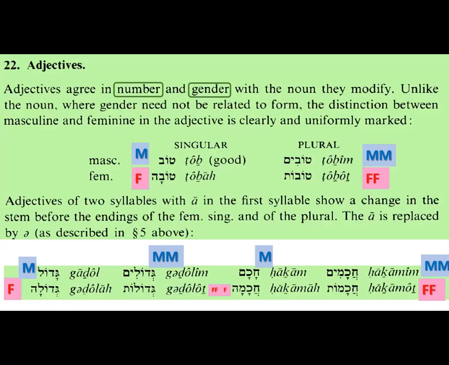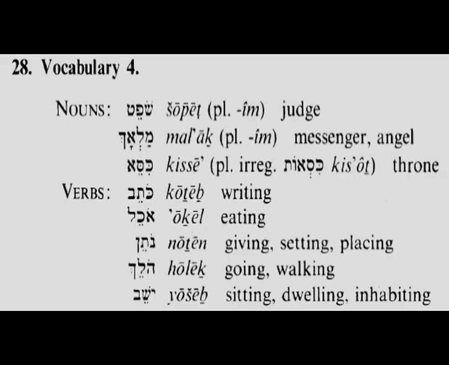Remember, the adjectives agree in number and gender. So like tov, tova, tovim, tovot, gadol, gedola, gedolim, gedolot, etc. Okay, shofet was the word for judge. Malak is the word for messenger or angel. Kisse was throne. For verbs, in the case of participles, so these are the "-ing" words: kotev, ochel, noten, holek, and yoshev are all verbs that we use for writing, eating, giving, going or walking, sitting, dwelling, or inhabiting.